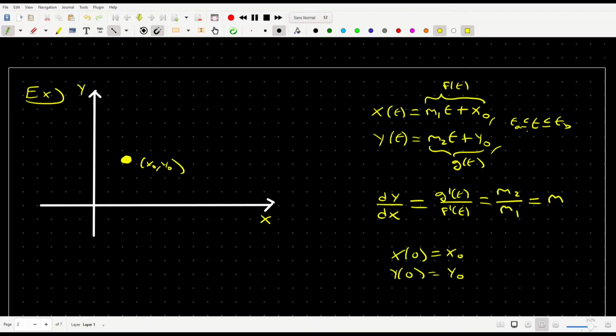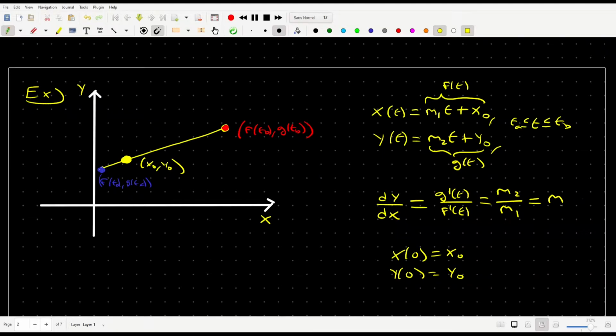From TA to TB, this is parameterizing a straight line going through the beginning point, which is going to be the first point on the line, f of TA, g of TA, and the end point on the line, which is f of TB, g of TB. And the point x naught, y naught is on the line.